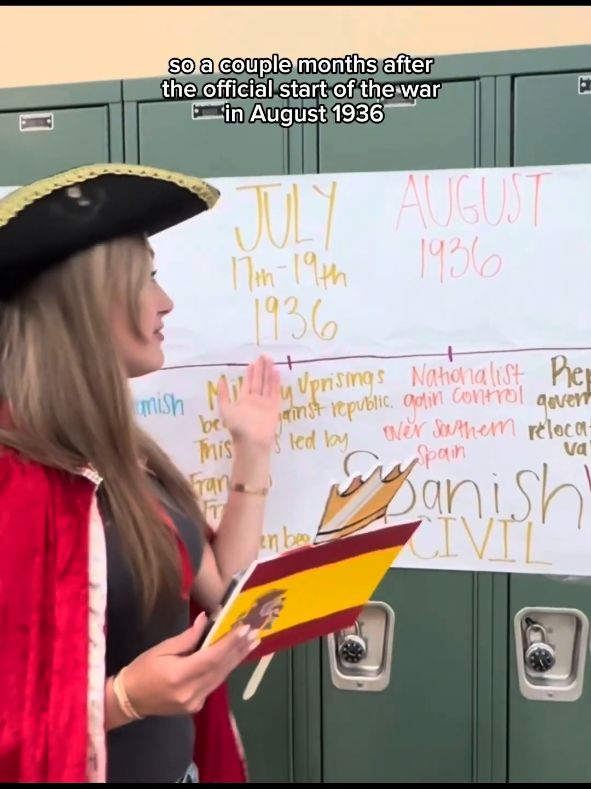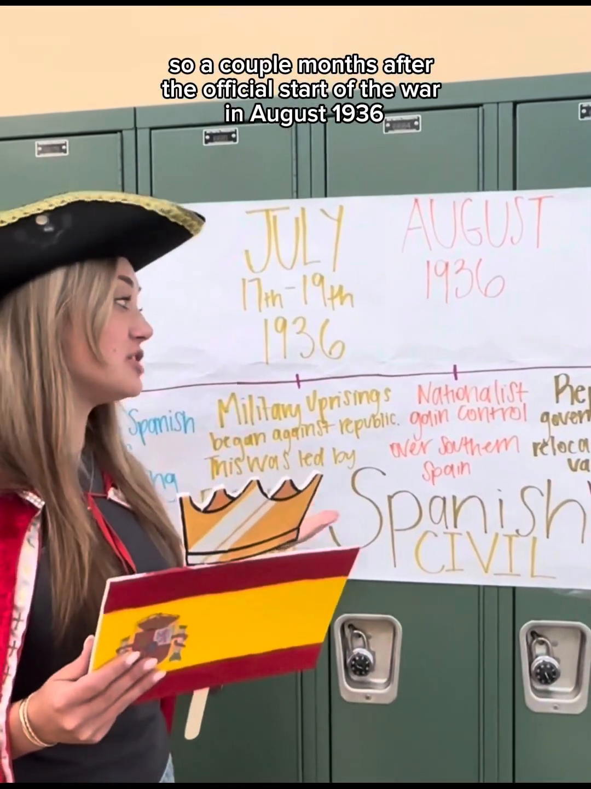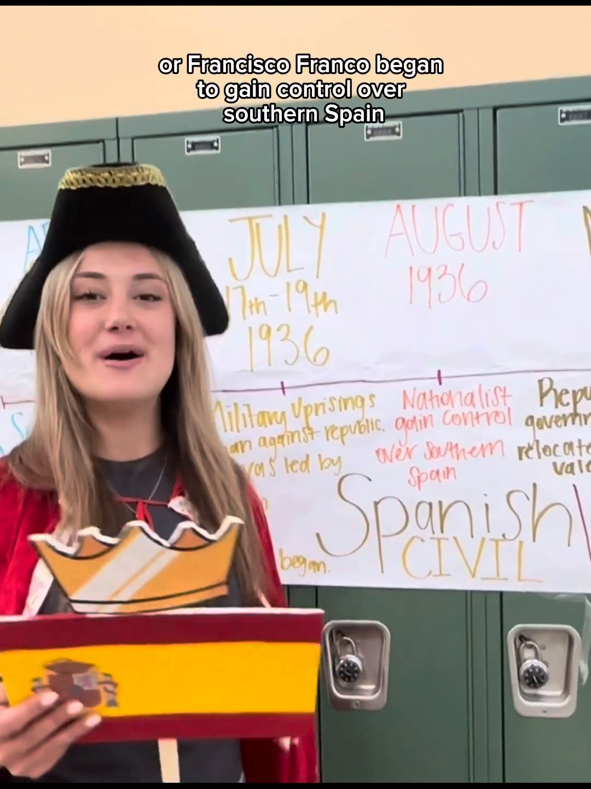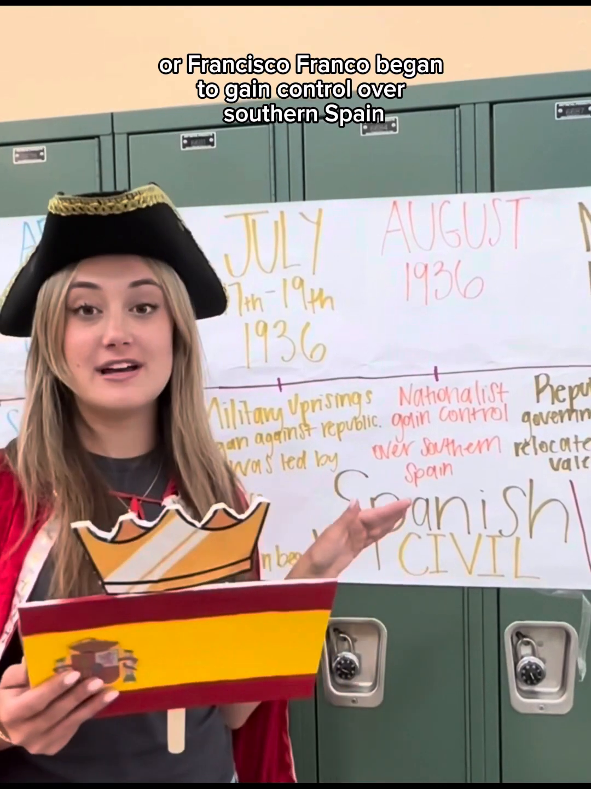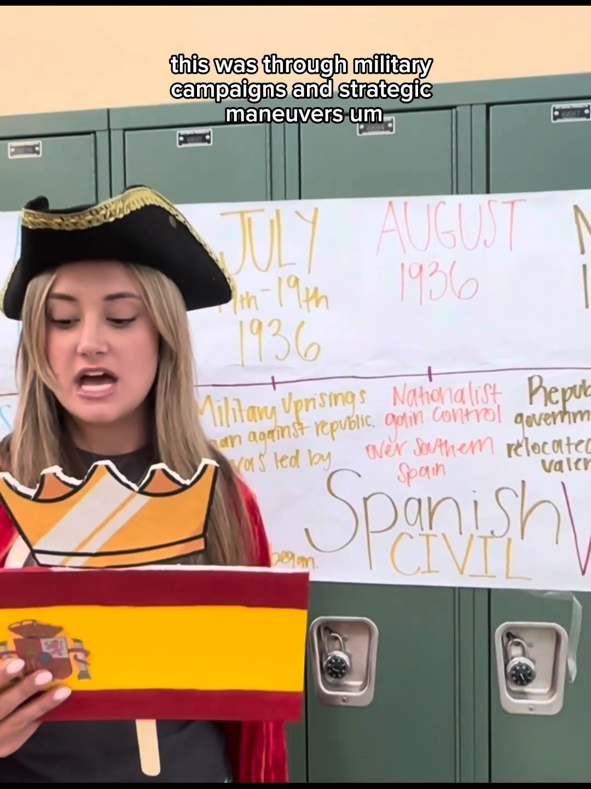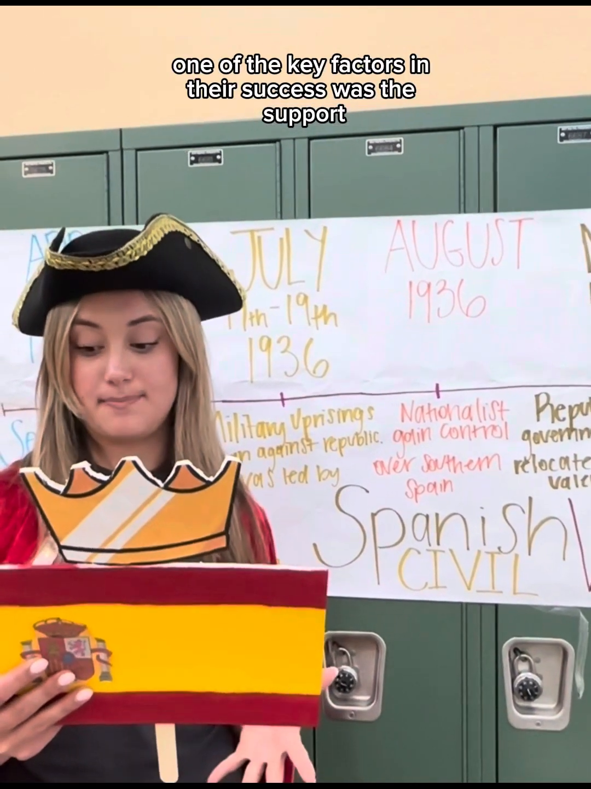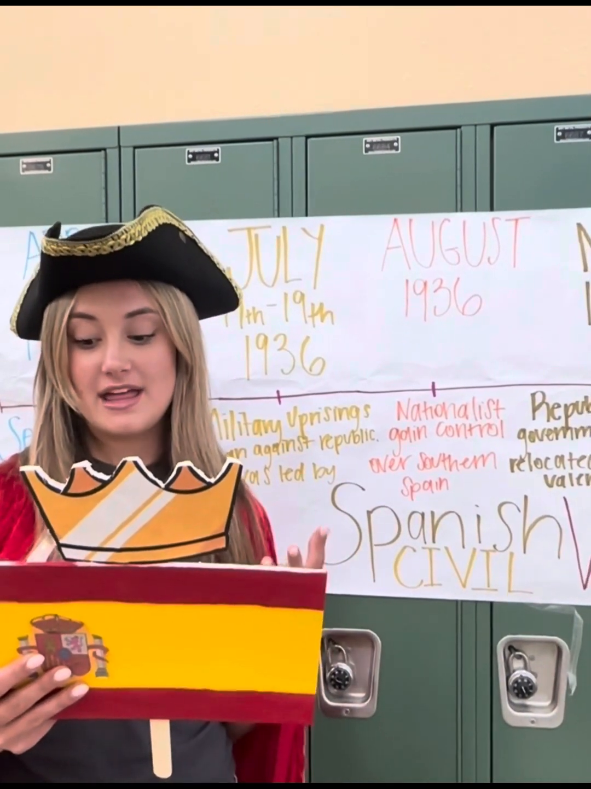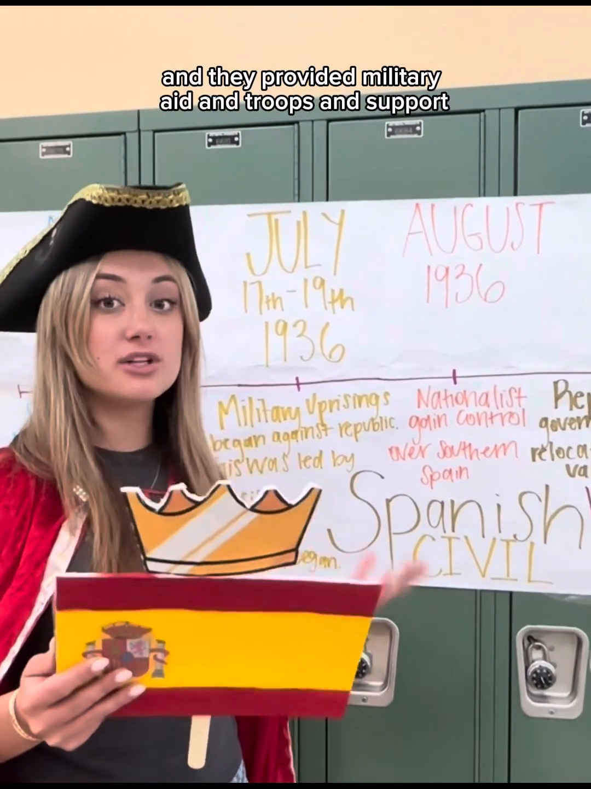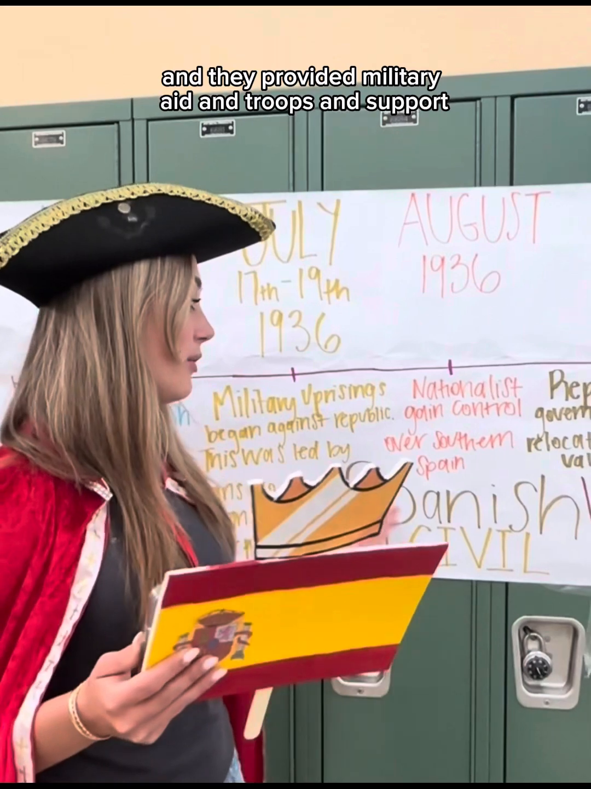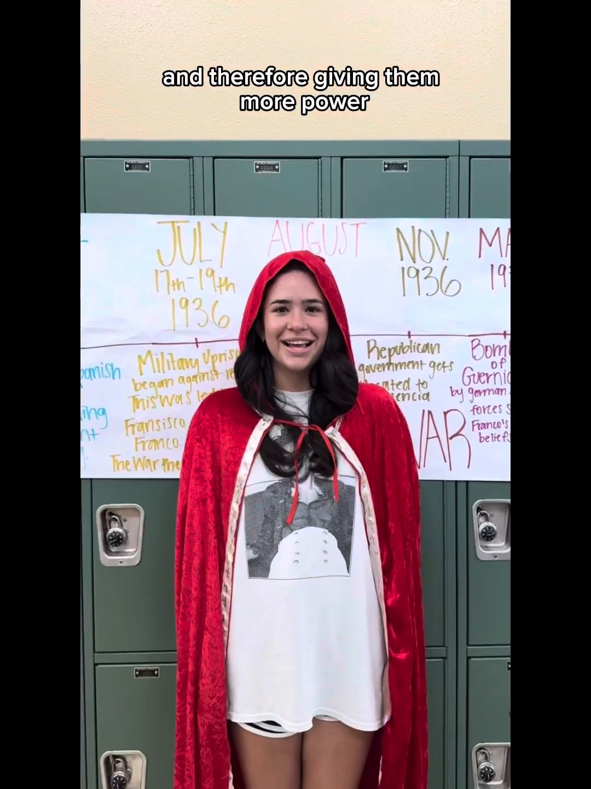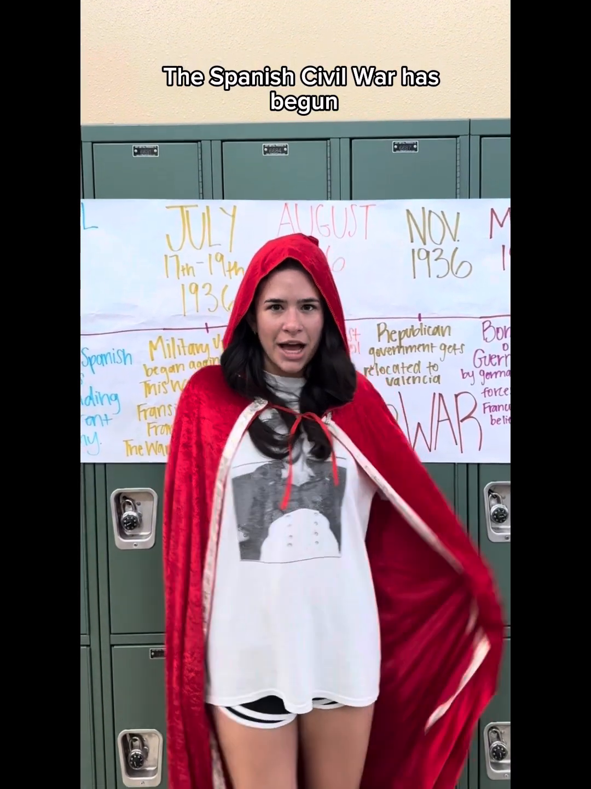A couple of months after the official start of the war, in August 1936, nationalist forces led by Francisco Franco began to gain control over southern Spain. This was through military campaigns and strategic maneuvers. One of the key factors in their success was the support they received from Italy and Germany at this time, and they provided military aid, troops and support, which led to them ultimately gaining control and therefore more power. The Spanish Civil War has begun.